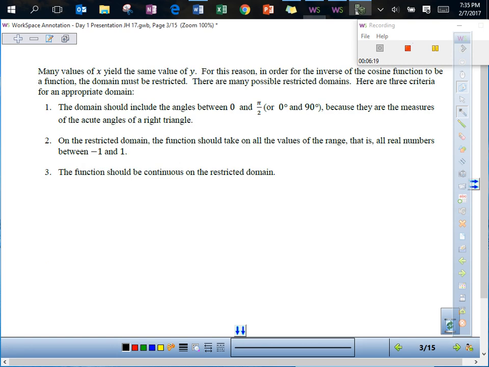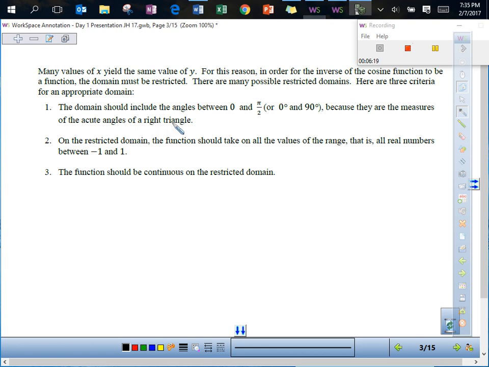I'm going to come back to this slide in just a second, but here's some criteria that we need to think about. And this will be true whether I'm dealing with cosine, sine, or tangent. It says many of the x values contain the same y values. For this reason, in order for the inverse of the cosine function to be a function, the domain must be restricted. There are many possible restricted domains. Here are the 3 criteria that are going to be key for us.